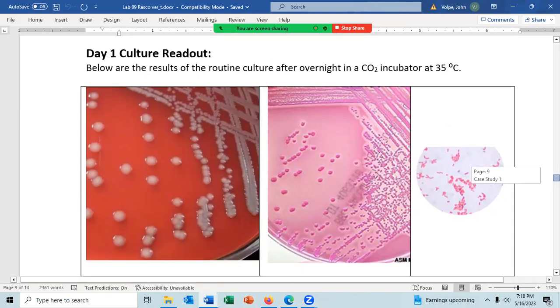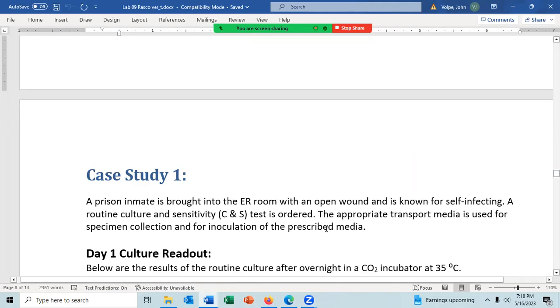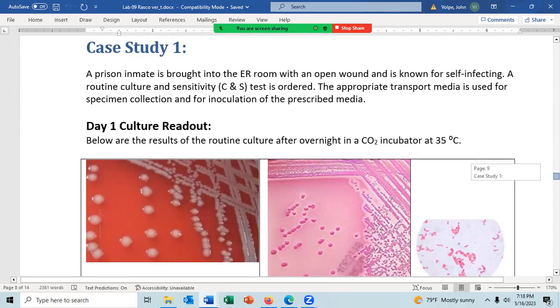Below are the results of case study one. A prison inmate is brought into the ER with an open wound, and this prisoner is known for self-inflicting, meaning he gives himself wounds. A routine culture and sensitivity test is ordered. The appropriate transport media is used for specimen collection or inoculation, and then the bacteria are grown on the prescribed media.